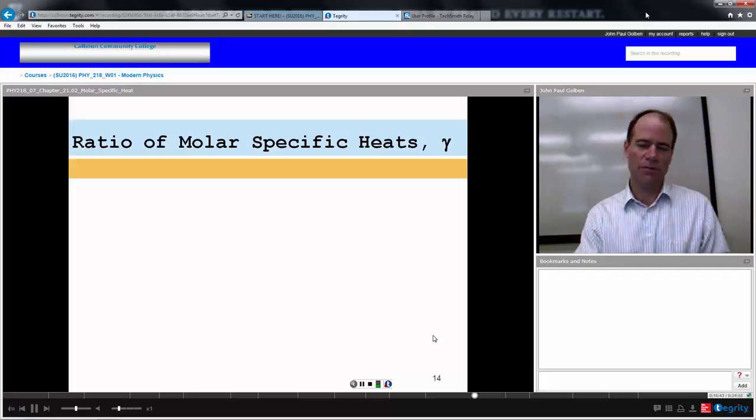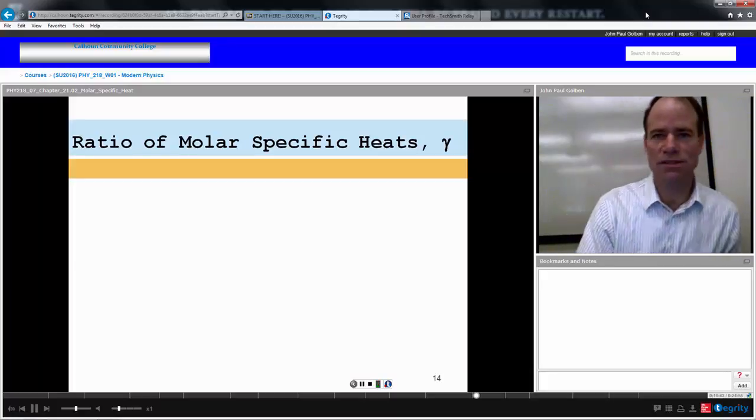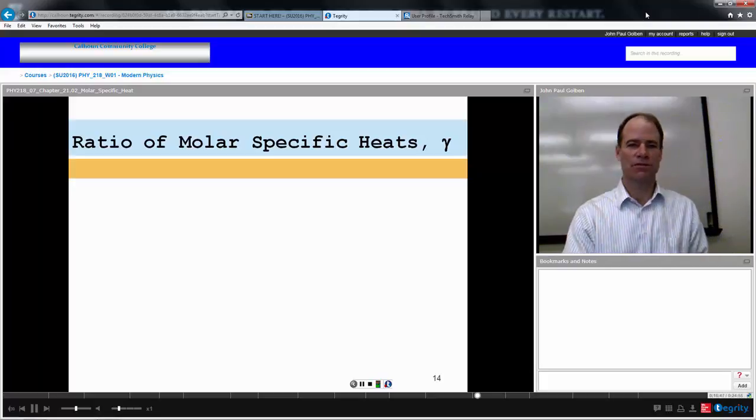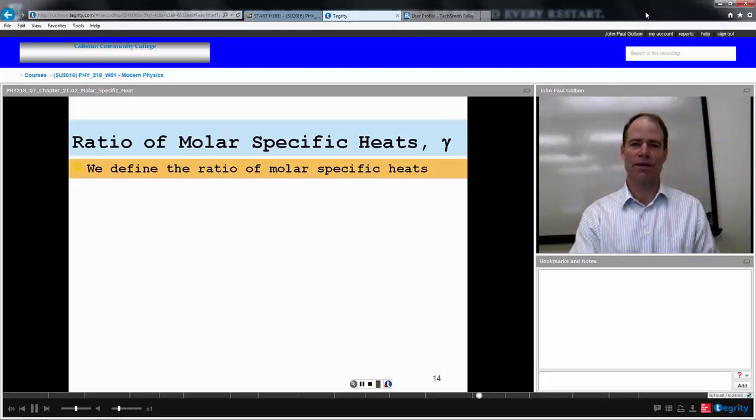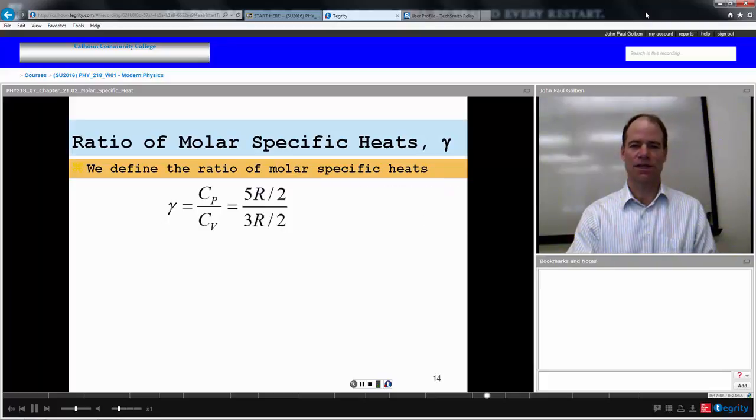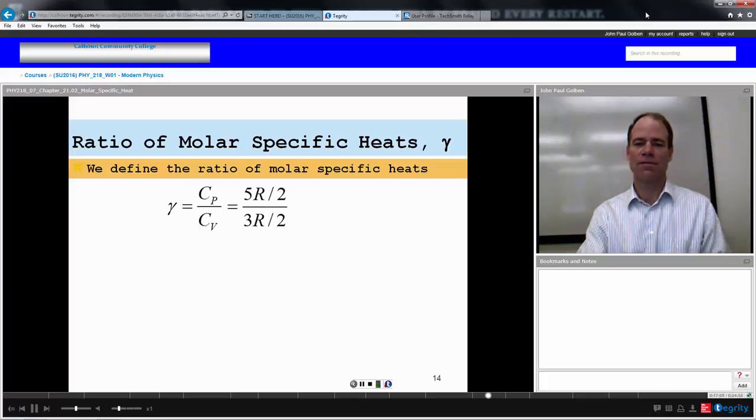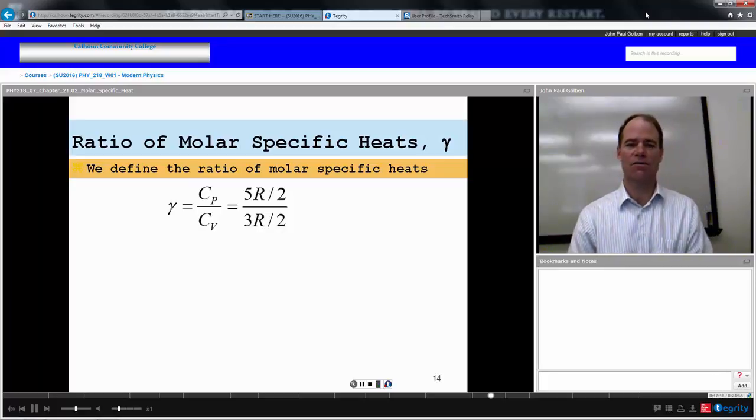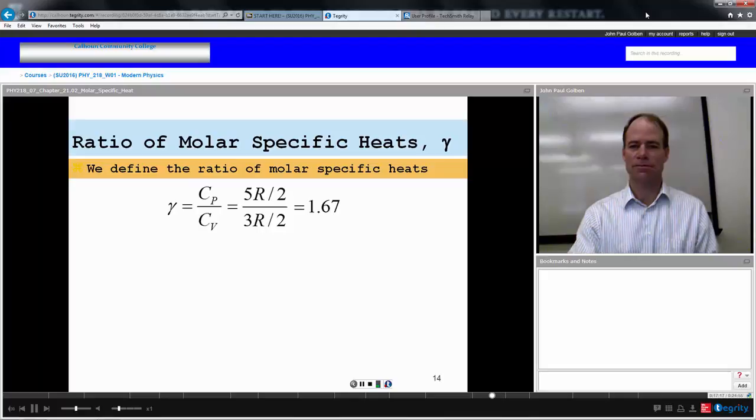All right, one of the things we're going to be interested in, in one of these processes in particular, will be the ratio of our molar specific heats. We call that gamma. We define the ratio of molar specific heats as being equal to our molar specific heat at constant pressure divided by our molar specific heat at constant volume. Gamma is equal to C sub P over C sub V. For a monatomic gas at room temperature, that is 5/2 R over 3/2 R. R's cancel out, and that will be 5 divided by 3, or 1.67.